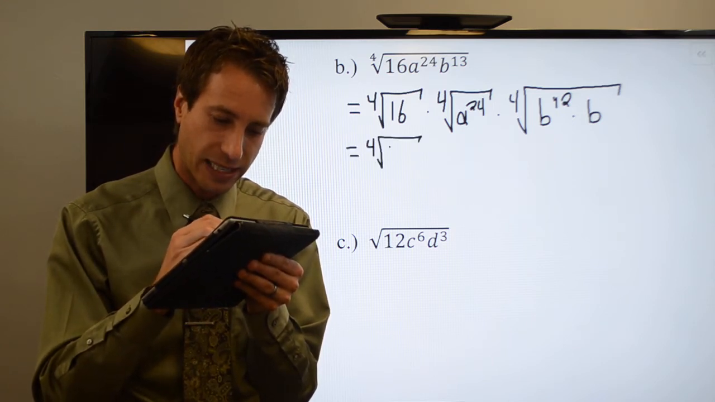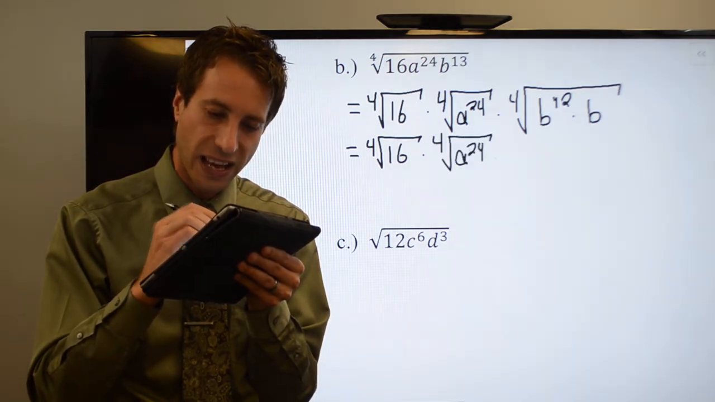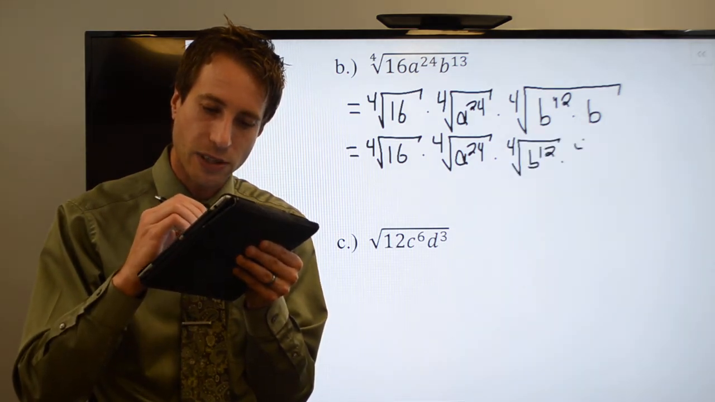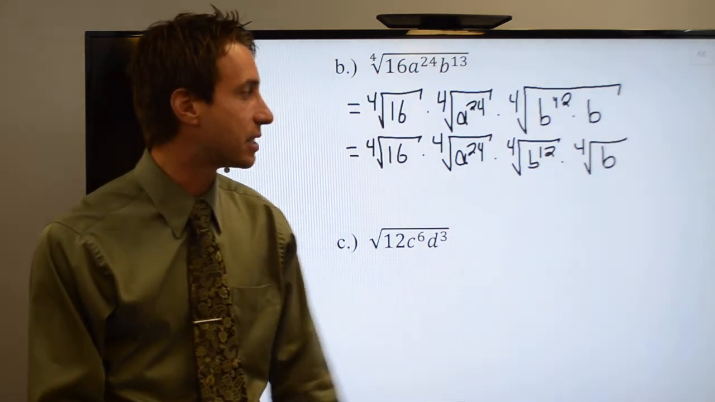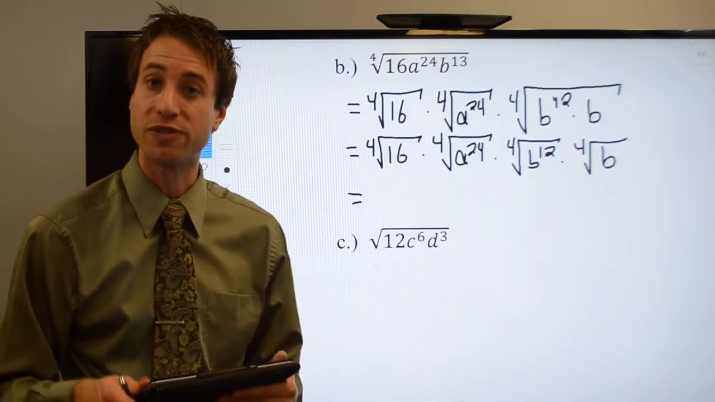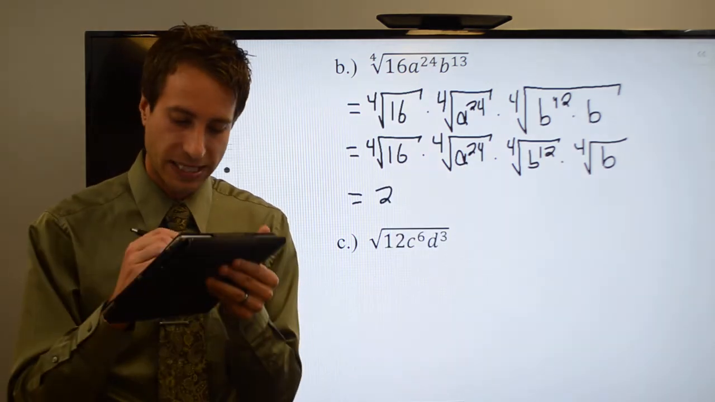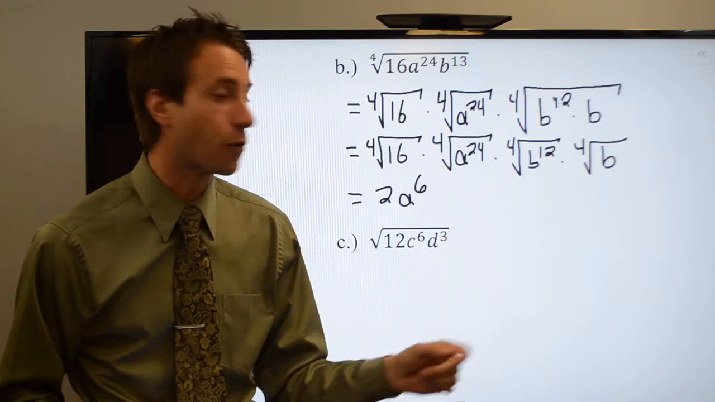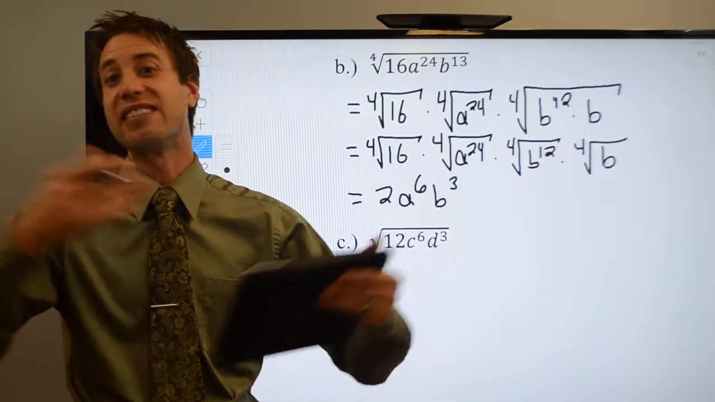4th root of 16 times the 4th root of a to the 24th times the 4th root of b to the 12th times the 4th root of b. Again, it's the product property that lets me split those guys up. Let's go ahead and simplify this. The 4th root of 16 is a 2. 24 divided by 4 is going to be 6, so I have a to the 6th. 12 divided by 4 is a 3, so I'll have b to the 3rd.